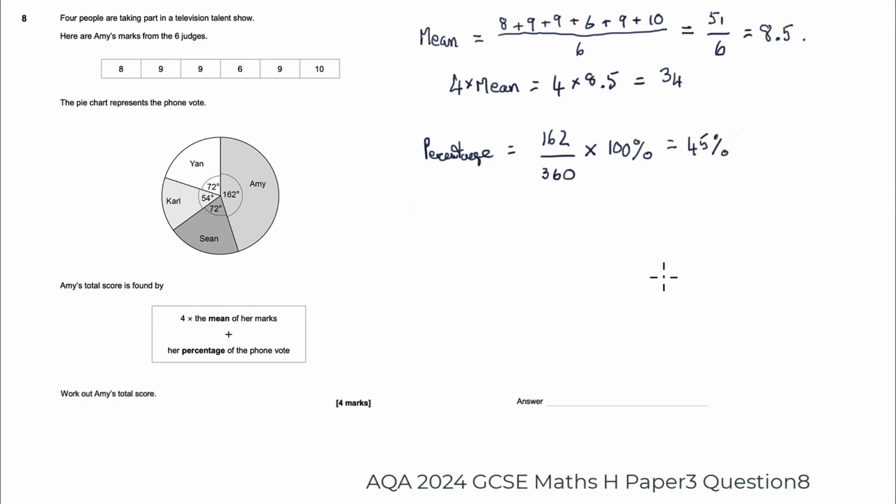So what's our total score? Well, let's follow the recipe then. 4 times the mean of our marks, that's 34, plus our percentage of the phone vote, that's 45. So we take 34 and add 45, do that in your calculator, you'll get 79. That's her total score.